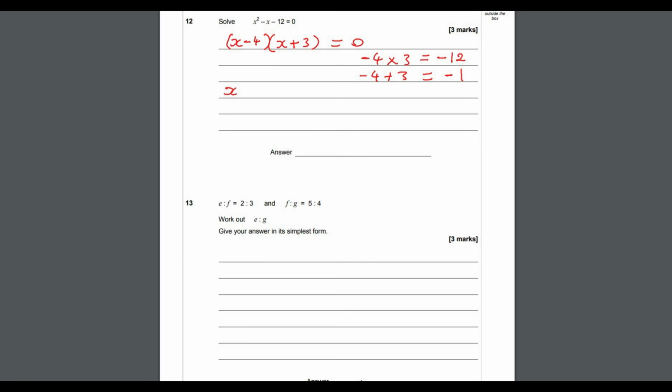So I'll show that below. We have x minus 4 equals 0. So we ignore x plus 3. We add 4 either side. So x equals 4. And then for the next one, x plus 3 equals 0. We subtract 3 either side, so x equals minus 3.